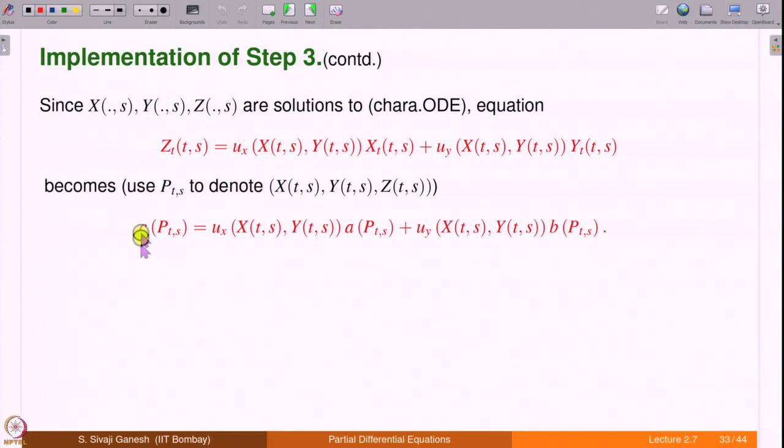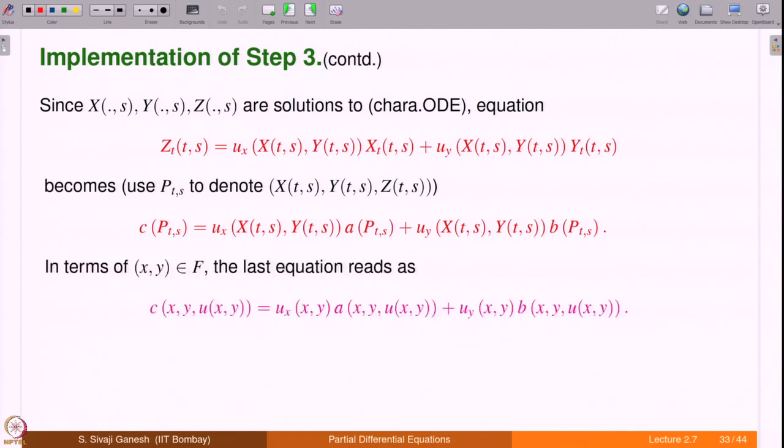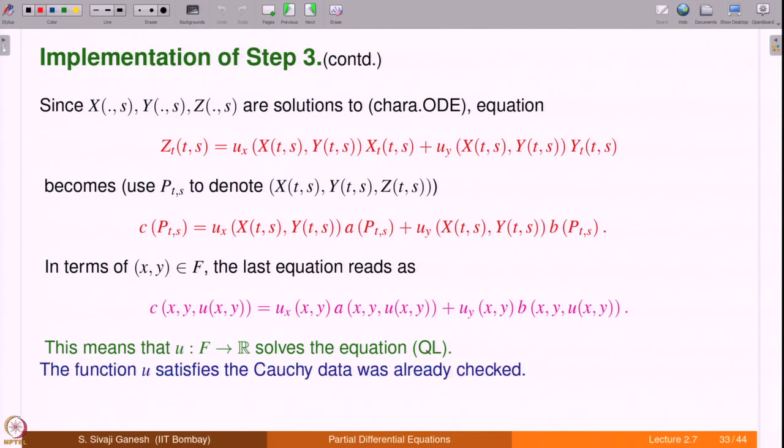Now, z_t is c at x(t,s), y(t,s), z(t,s), but now it is c of p(t,s). u_x is as it is, x_t is a at x(t,s), y(t,s), z(t,s), now it is a of p(t,s). Similarly, we have the other term. So, in terms of x, y in F, the last equation reads: c of x, y, u(x,y) equals u_x of x, y times a of x, y, u(x,y), plus u_y times b of x, y, u(x,y). Done. This means u is a solution to the quasilinear equation.